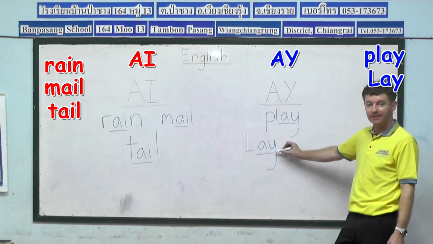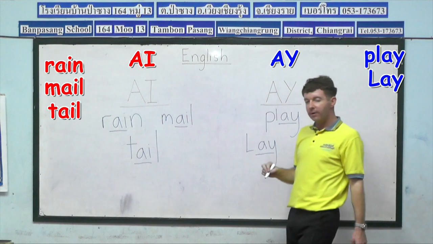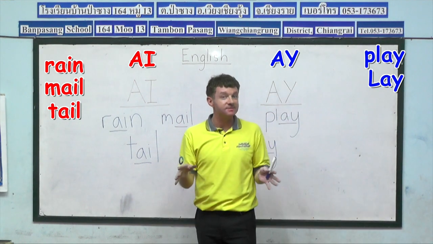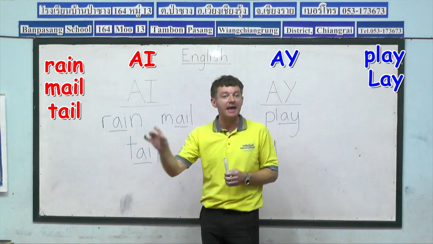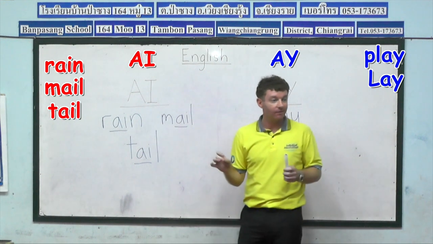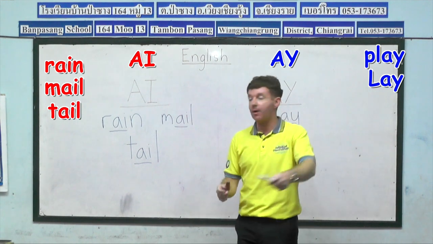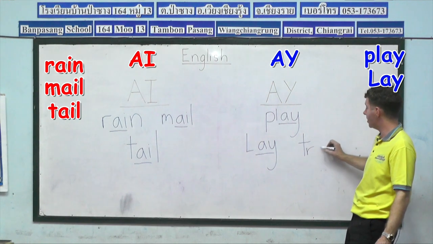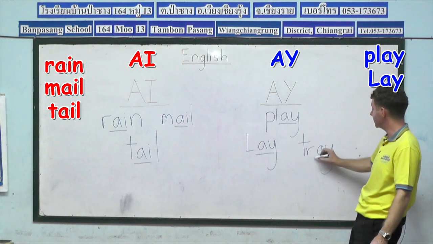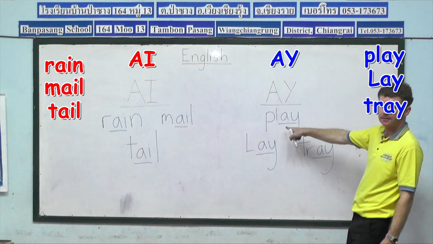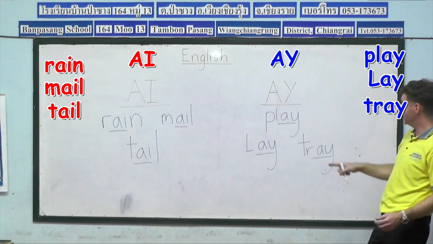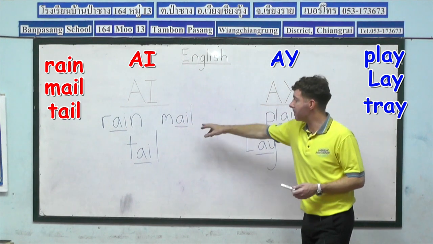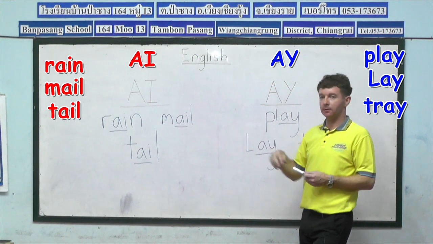Can anybody think of any other words that contain the letters A-Y? Tray. Excellent, Prel. How do we spell tray? T-R-A-Y. Play. Lay. Tray. Rain. Mail. Tail.